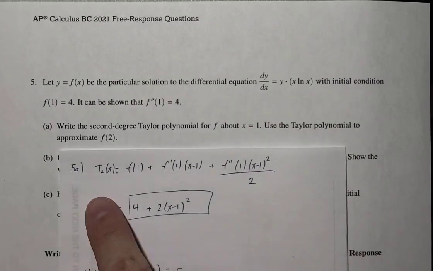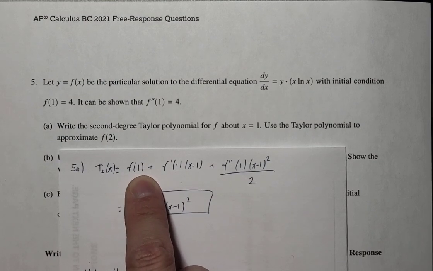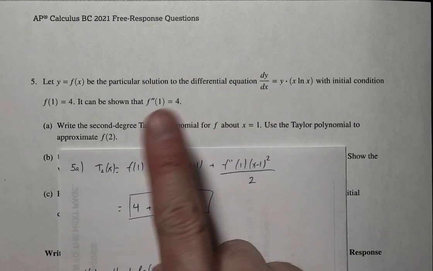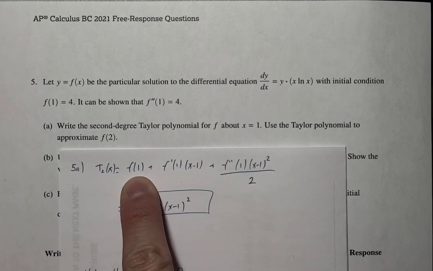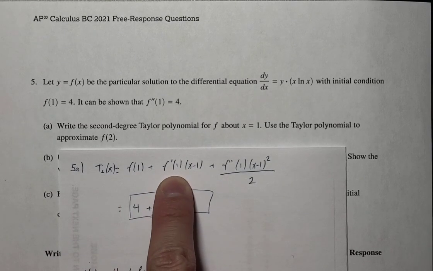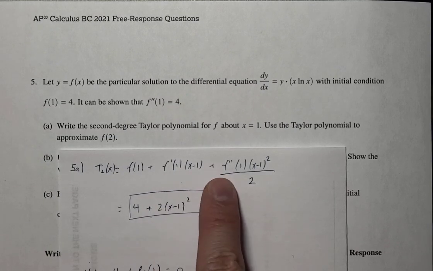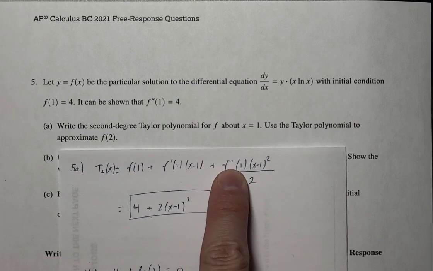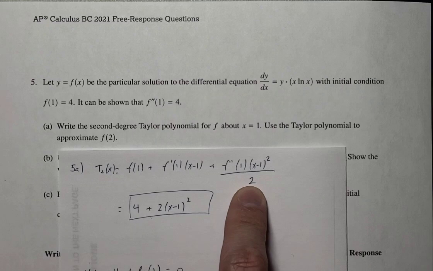Okay, so T2 of x is f of 1 times (x minus 1) to the 0, which is 1, over 0 factorial, which is also 1, so I only wrote f of 1, plus, next term, f prime of 1 times (x minus 1) to the first power, all over 1 factorial, plus f double prime of 1 times (x minus 1) squared, over 2 factorial, which is 2.